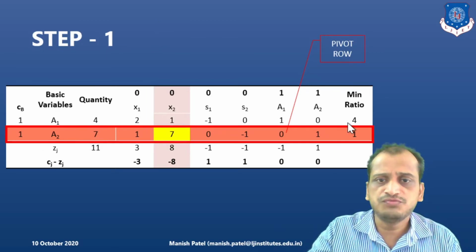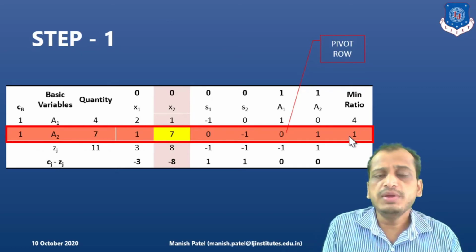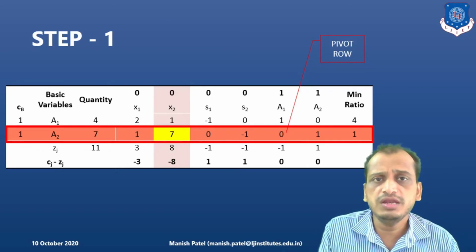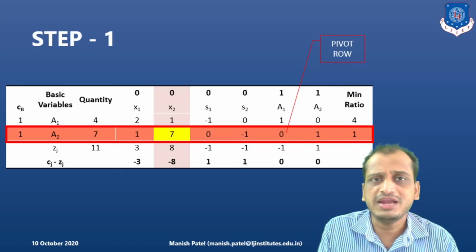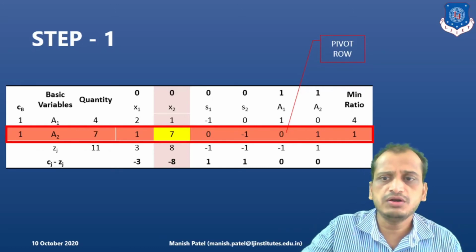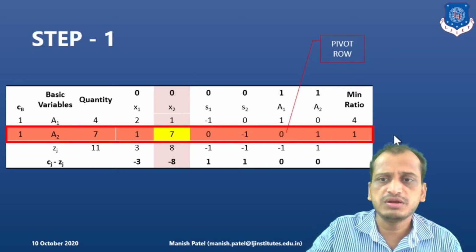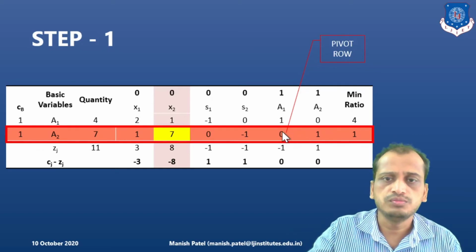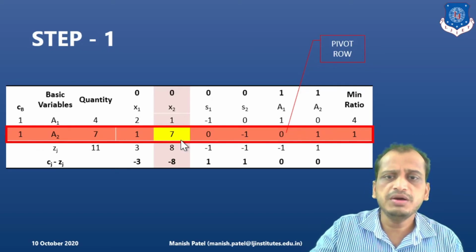4 by 1 is 4, 7 by 7 is 1. So we have got the minimum ratio. We will look for the least positive number in this minimum ratio to find out the pivot row. So what is our pivot row? That is the least positive number, that is 1. So that is our pivot row, and our pivot number is 7.